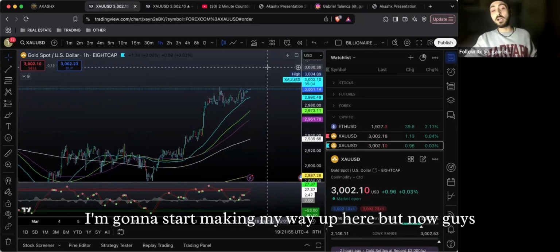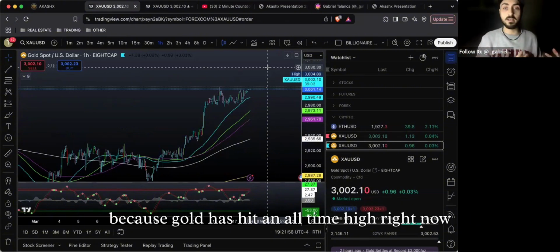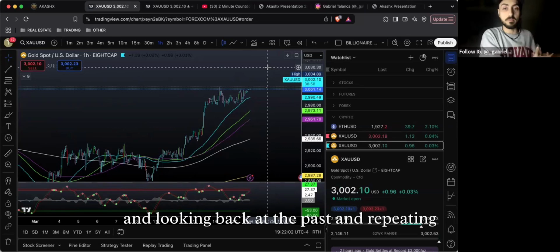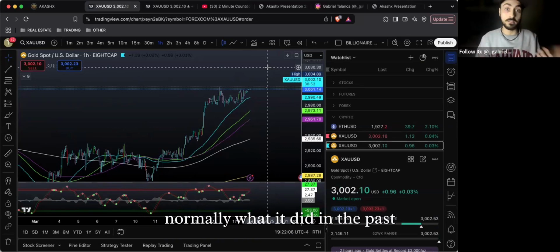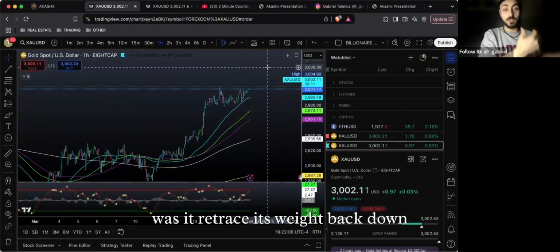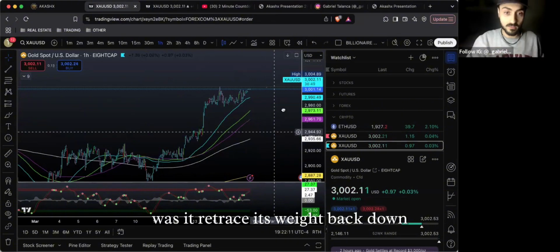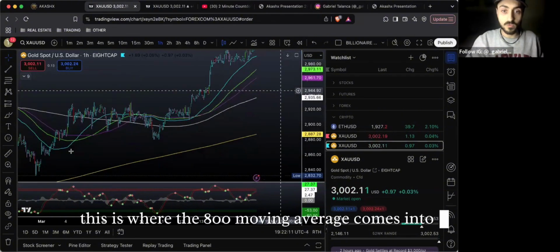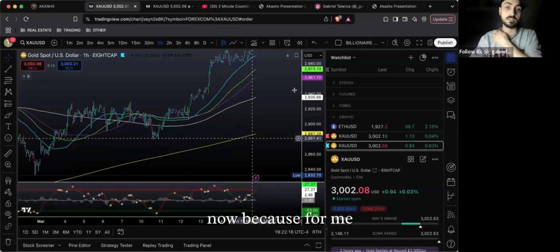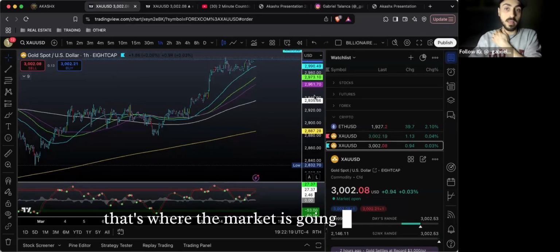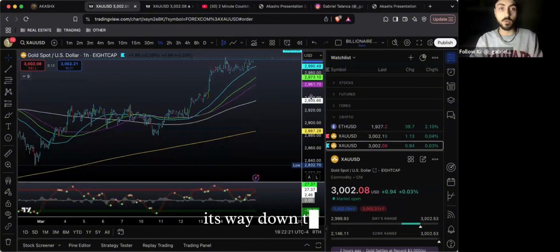But now, guys, because gold has hit an all-time high right now, and looking back at the past and repeating, when it hits an all-time high, normally what it did in the past was it retraced its way back down. So this is where the 800 moving average comes into effect now, because for me, that's where the market is going to start heading its way down to.